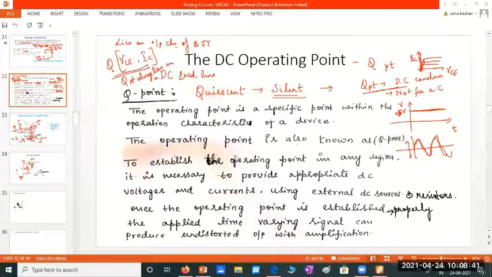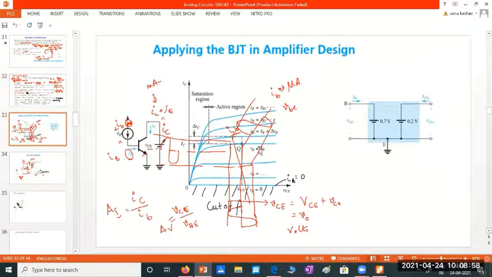This operating point can be established by providing biasing to the circuit. So biasing is connecting DC voltages through resistors so that the transistor can work in the active region, and it can be made to work for a specified value of collector emitter voltage and a specified collector current.